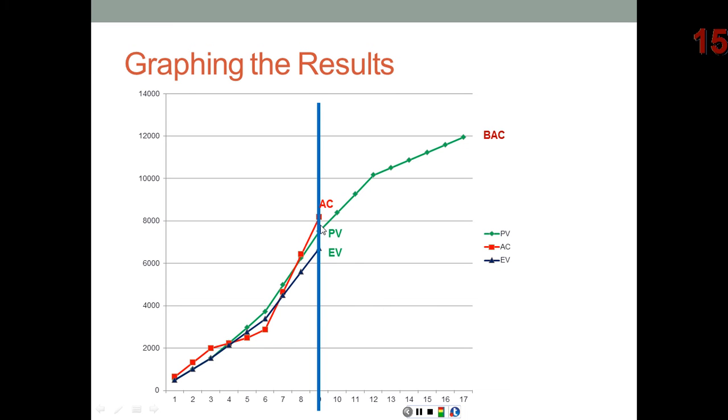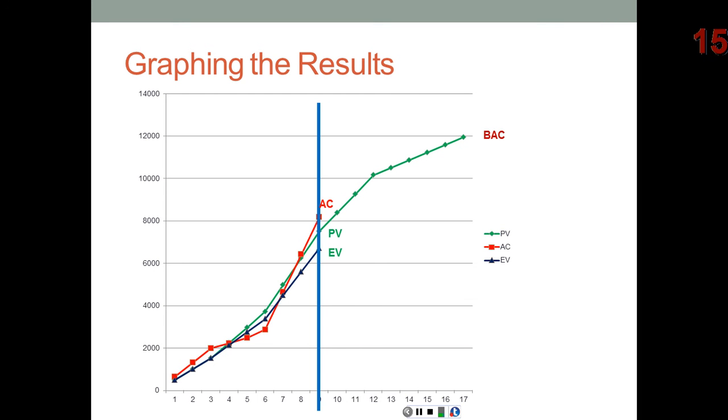If it's in between, for example, if it's below the AC and above the PV, it means that we are bad on cost but good on schedule. And if they reverse their order, if the PV is the highest one, the EV is in the middle, and the actual cost is at the bottom, it means that we're doing well on cost but we're not doing very well on schedule. But in this case, unfortunately, it's bad, since the EV is the lowest point.